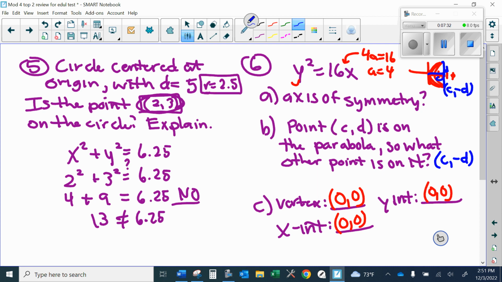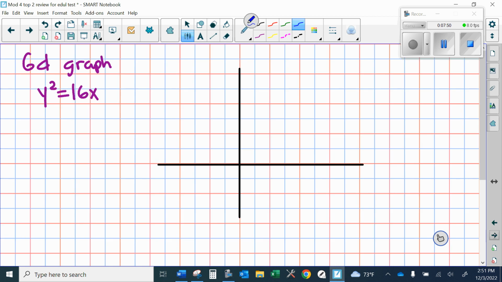That's because it happens to have the axis of symmetry at y equals 0. If it wasn't at y equals 0, then I'd have to know some more information than that. And part D was to graph it. There's a graph on there, and again, we already had done that.